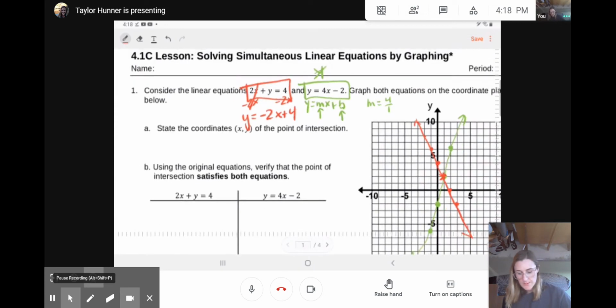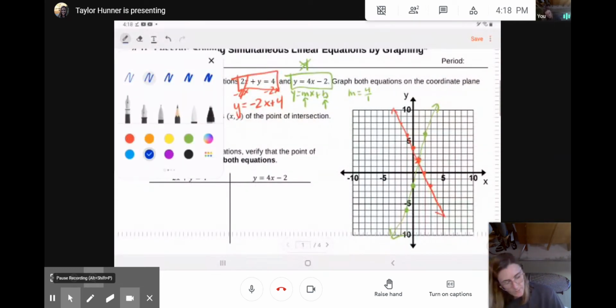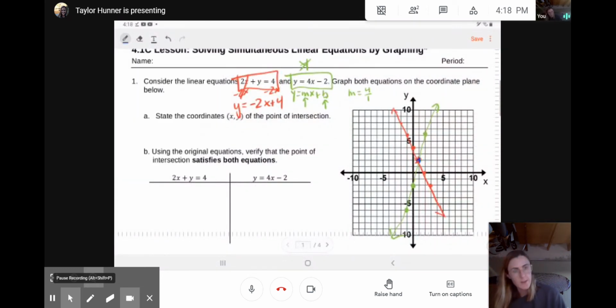Okay, so state the coordinates of the point of intersection. That's why we want to put a little star so that we can go ahead and state that it's always going to be x, then y. So from my origin, I go out 1. So that's my x value, and up 2. So the coordinates of the point of intersection is (1, 2).